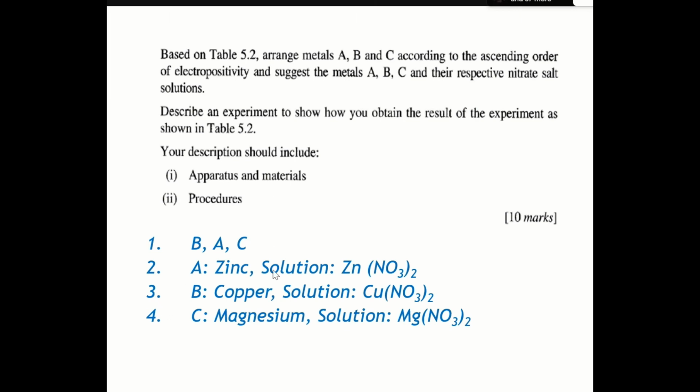So what is the main problem with the students? Because they just mentioned A, B, C, they forgot to write down the nitrate salt solution. Some of them wrote down the nitrate salt solution, but forgot to write down A, B, C.